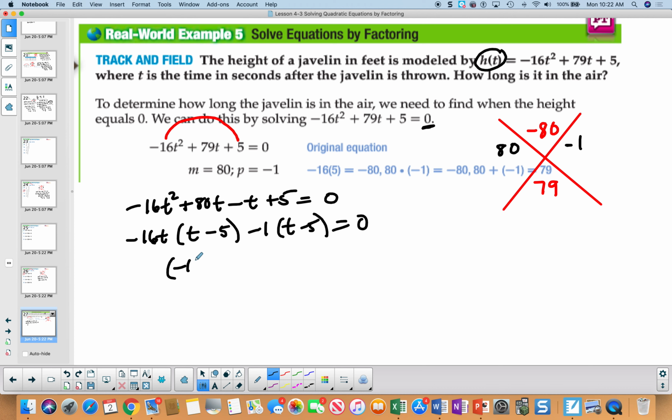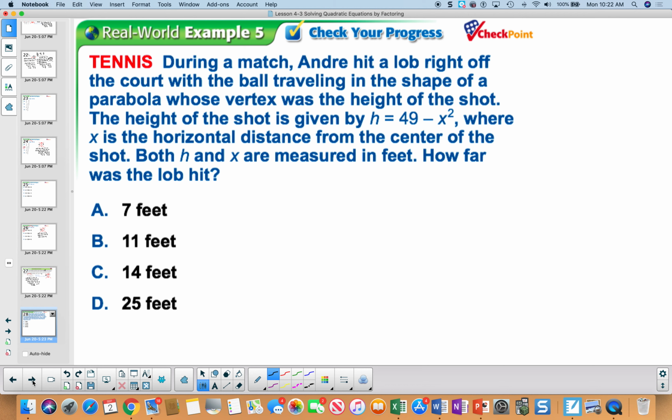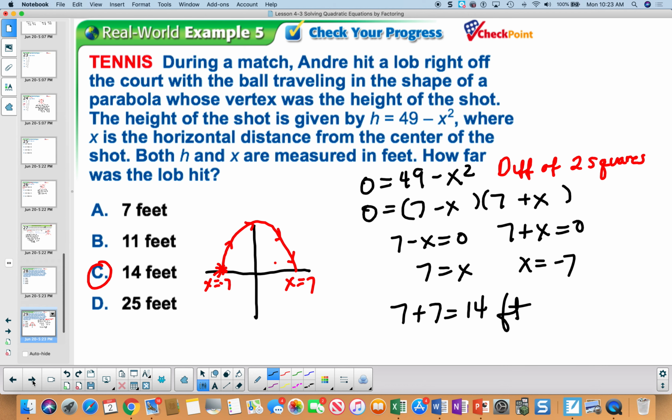So this is going to be negative 16t minus 1 times t minus 5 is equal to 0. Set each one equal to 0, and that's going to be positive. t is equal to negative 1/16, and t is equal to 5. Now a negative time is not any good, so t equal to 5 tells us that this will be in the air for 5 seconds. Okay, pause, and here's the answer.